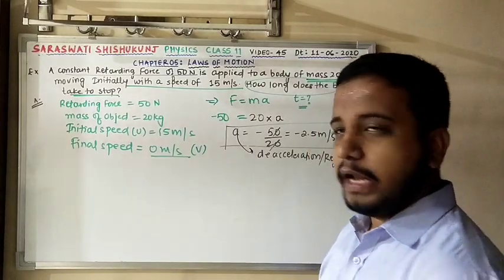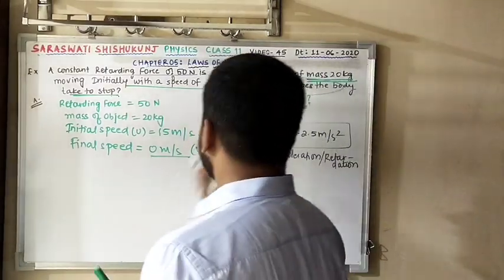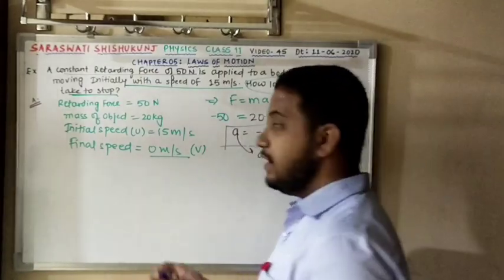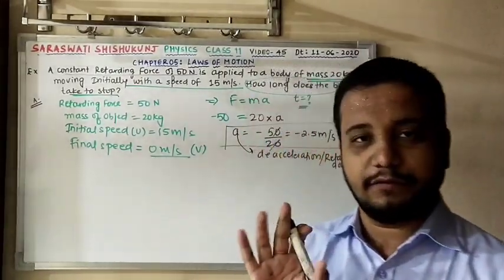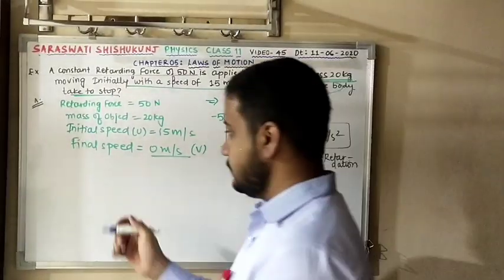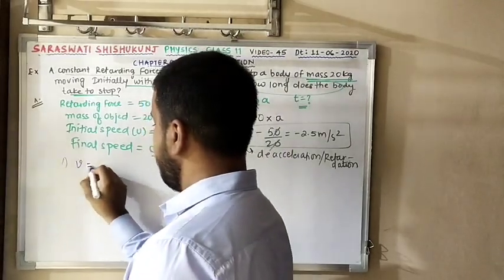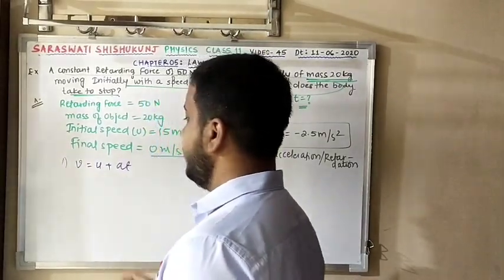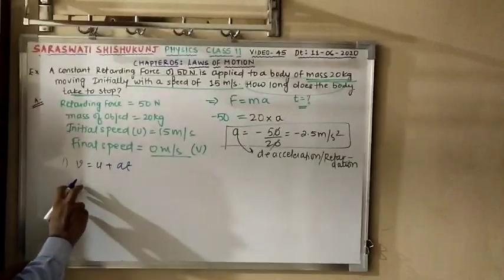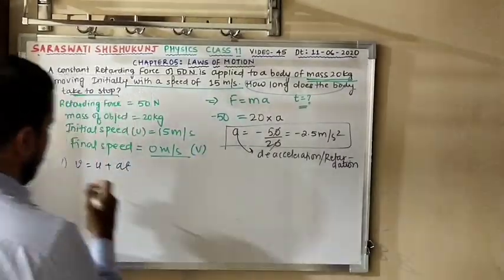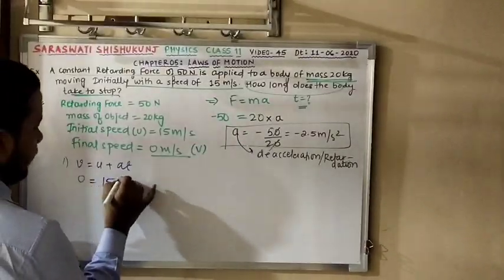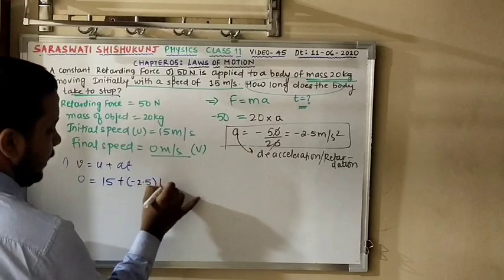Now we have to calculate t. For t we are using the kinematic three equations, that is, uniformly accelerated motion equations. The first equation is v equals u plus at. What is v? Final velocity, which is 0. Initial is 15, acceleration is minus 2.5, and time is t.